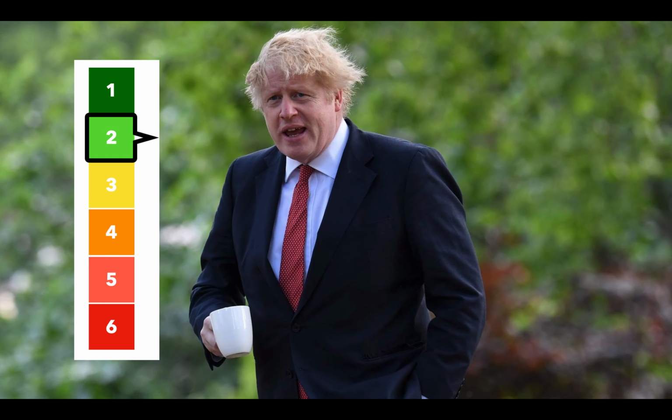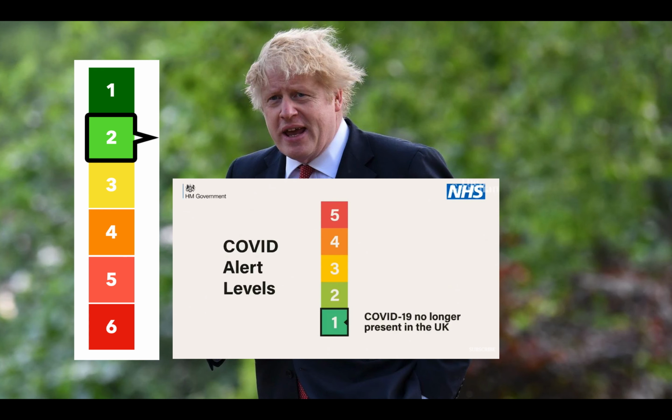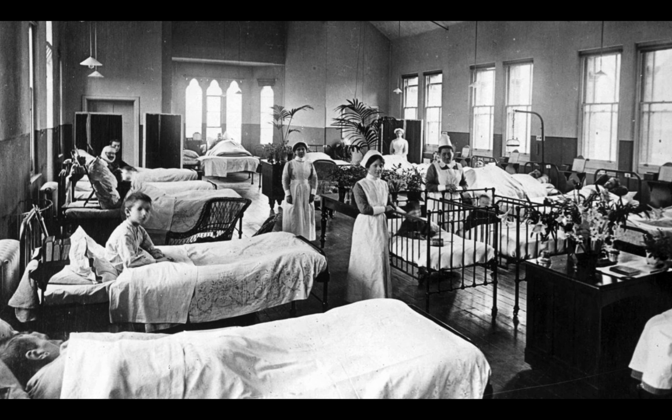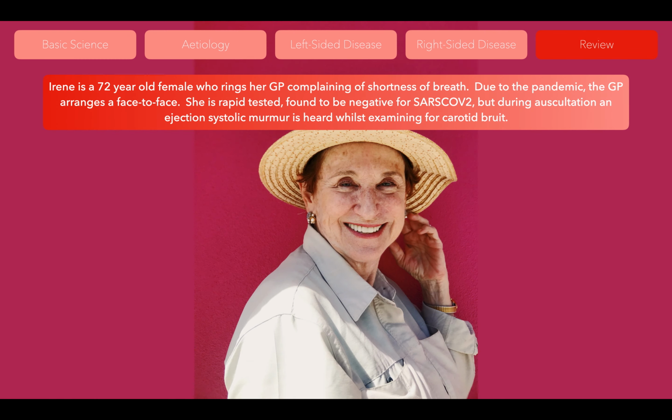These are a problem. Now you might have noticed that my grading animation I just did came from Boris's COVID alert levels, which we all know now came from him ripping off Nando's spice ratings. So share and share alike is what I say.